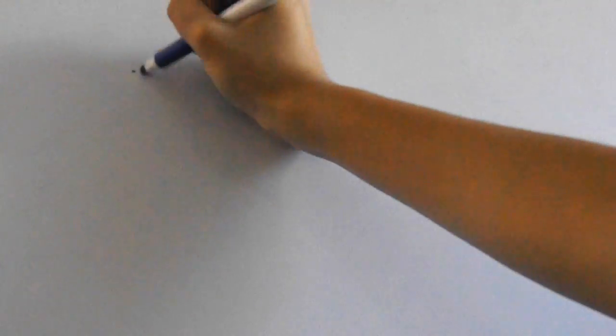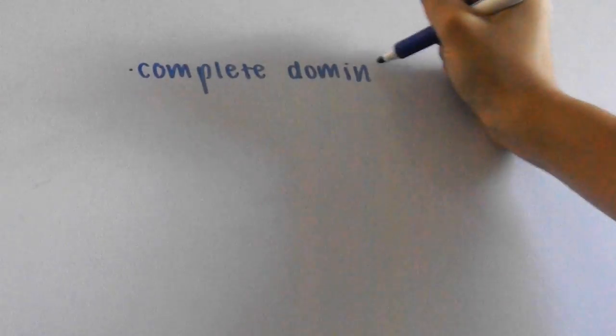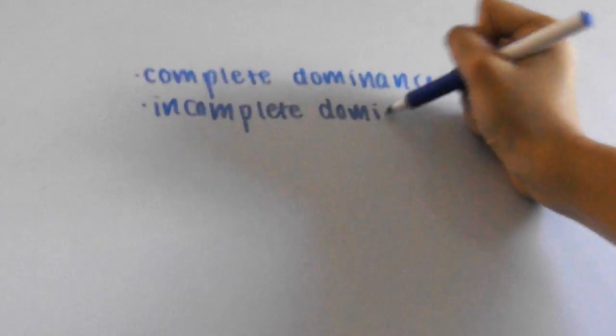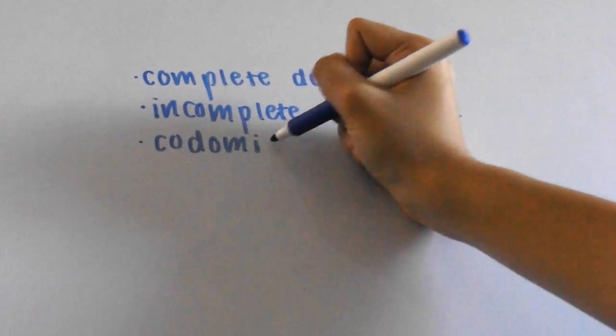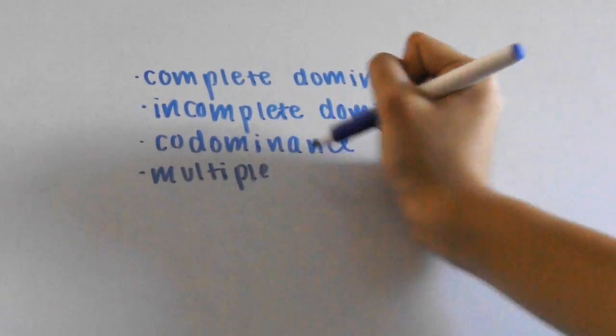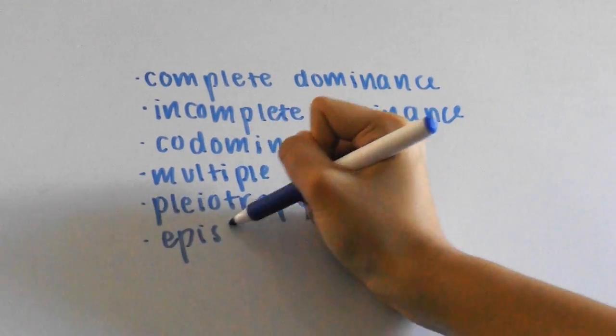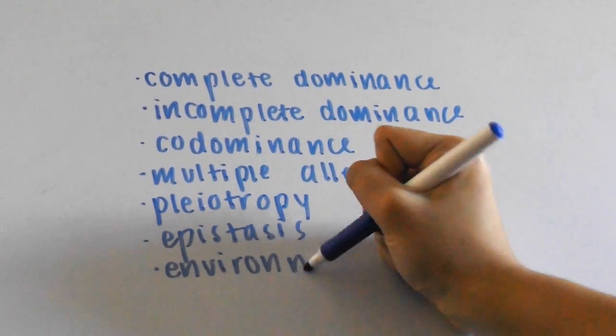It's important to at least know about Mendelian genetics before reviewing the complex inheritance patterns found in biology. Today we're going to go over complete dominance, incomplete dominance, codominance, multiple alleles, pleiotropy, epistasis, and the impact of the environment on an organism. So first of all is complete dominance, the simplest one. You probably already know what it is.